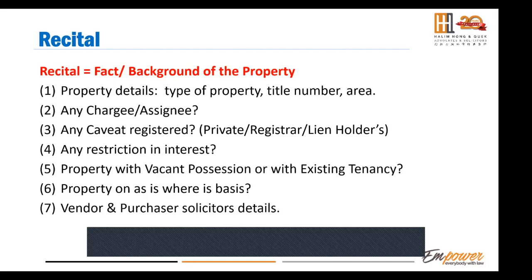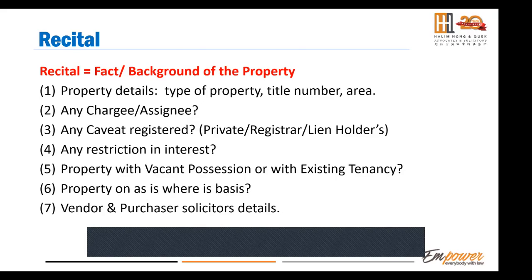So we will see from the title, they will only show the name of the registered owner, or we call the proprietor. Okay, so if you see from the title itself, you can see there is a charge, what we call the Gadaian. If you see the Gadaian presentation number or the bank name, it means the property itself is charged to a bank. So we will call the bank, in the title case, the chargee bank.